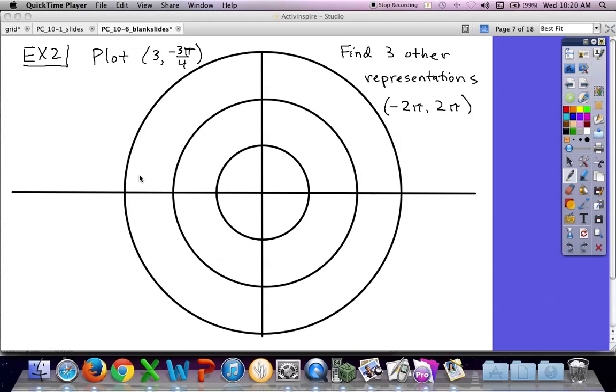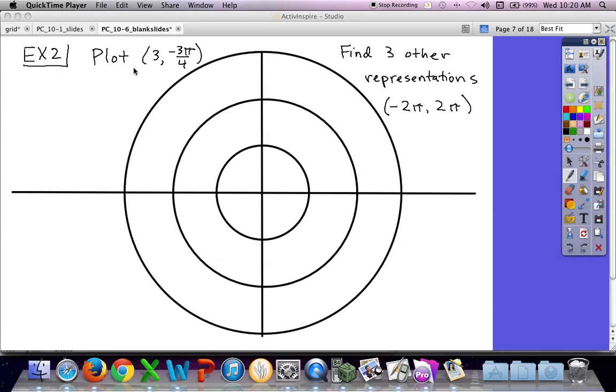So the second example is we're going to plot a point, and then we're going to come up with more than one way to represent that point, because that can be done with polar coordinates. So where am I going to find the point (3, negative 3 pi over 4)? Which quadrant?